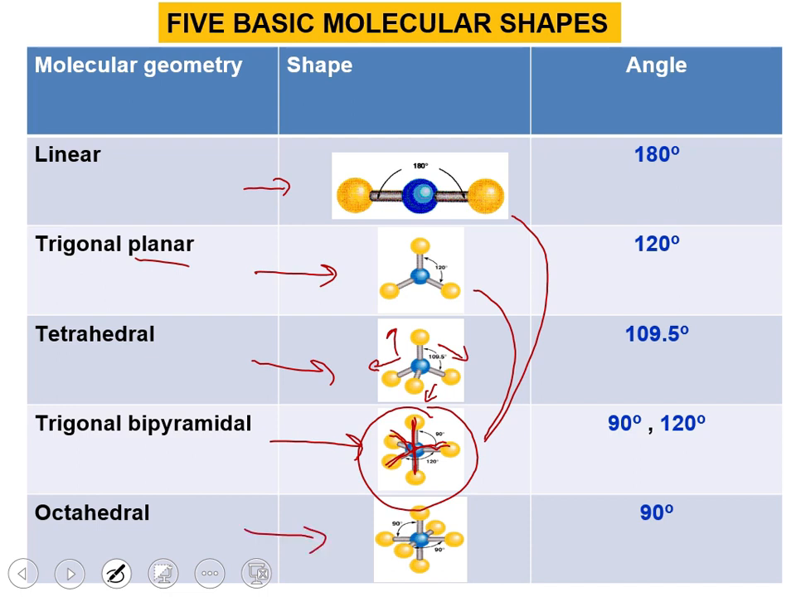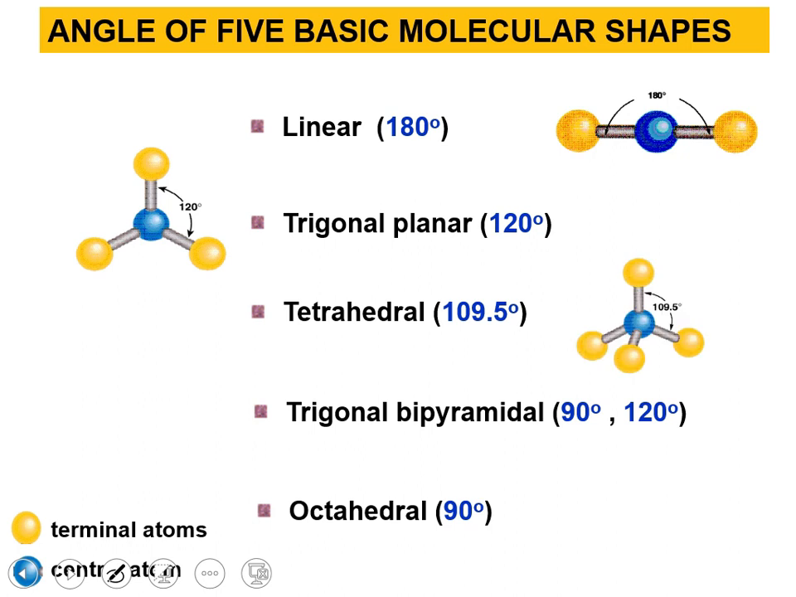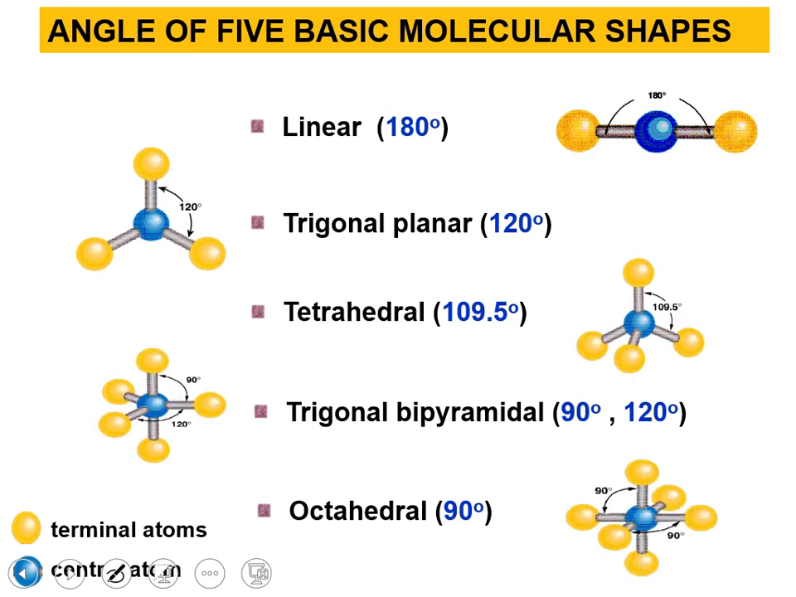And the last one, octahedral, when you have linear shape bond 90 degrees to each other. So you have 6 electron pair or 6 bonding pair, and all of them up, bottom, left, right, front, back. Okay, so up, bottom, right, left, back, front. Okay. So the angle of 5 basic molecular shape is like this.